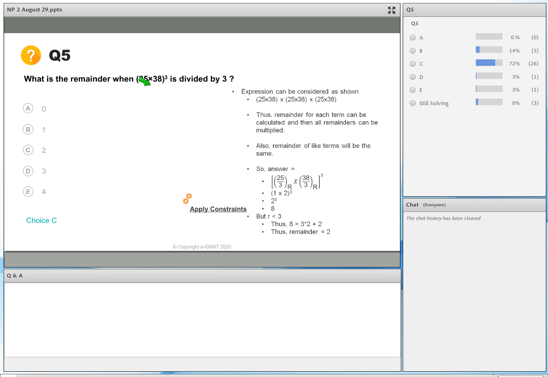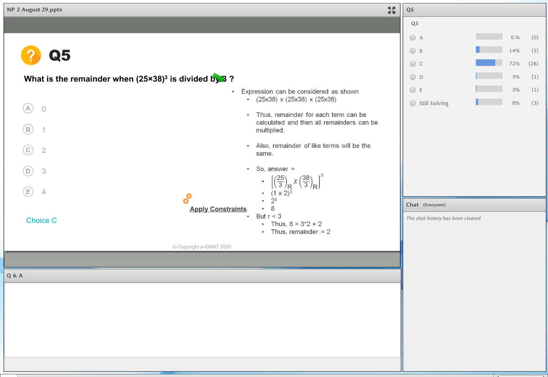So 25 times 38 to the power 3, it's again, power 3 really means what? It's multiplying the same thing with itself 3 times. So I can find the remainder inside and then raise that to the third power, right? And within the parentheses also, if it's multiplication, I'll find individual remainders and then multiply them. So 25, the remainder is going to be 1 when I divide that by 3. And for 38, the remainder is going to be 2. So 1 times 2 is 2. And 2 to the power 3 is 8.